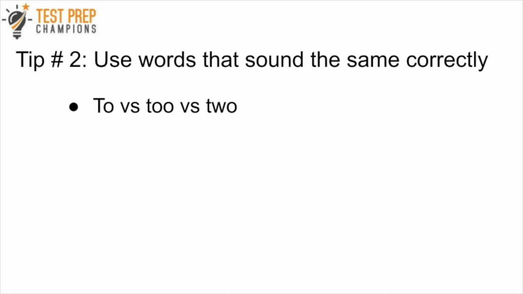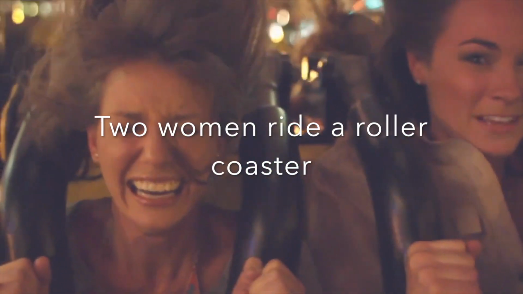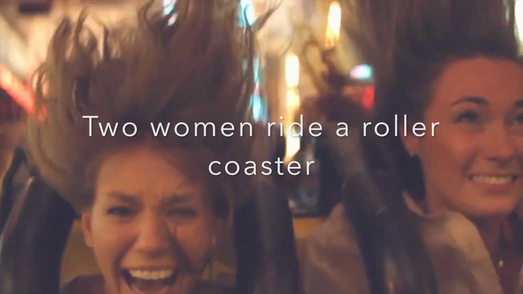Now that we're clear on how to capitalize the first letter in a new sentence, let's move on to tip number 2. Tip number 2 is to make sure that you use words that sound the same but that are spelled differently correctly. Let's look at 2 versus 2 versus 2. We see 3 different spellings of the same word. How do you know when to use each 2? Well, you want to use 2 spelled T-W-O for the number 2. For example, we'd use TWO to say 2 women ride a roller coaster.